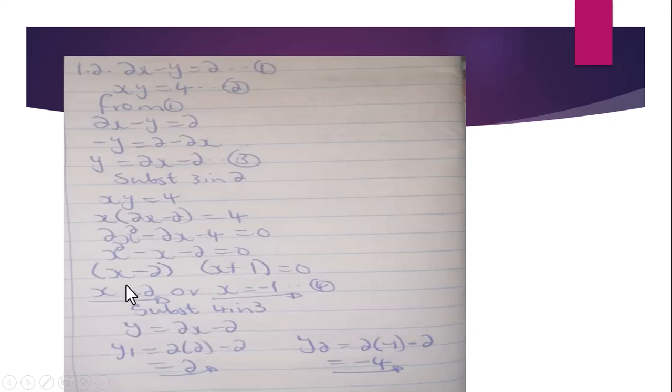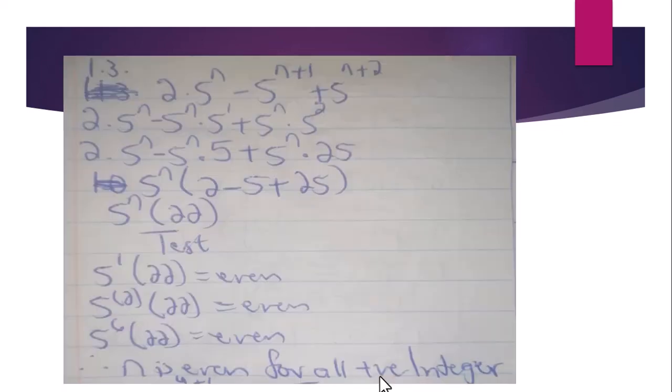So from here, I'm going to start first by substituting 2. 2 into 2 minus 2, it's 2. And then secondly, I'm going to substitute minus 1. 2 into minus 1 minus 2 is minus 4. And then I have solved simultaneously for both x and y. You can just go and substitute the values to check whether this is correct. I don't have a memorandum.